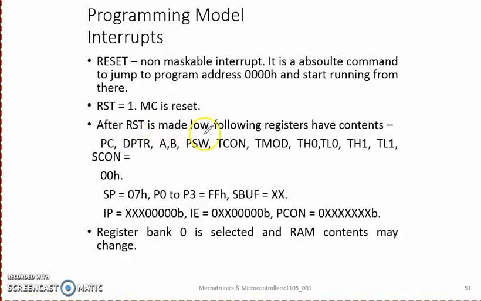After reset is made low, these registers, that is the program counter, data pointer, A, B, program status register, timer control register, timer mode register, the timers, and the serial control register will be holding 00H, whereas the stack pointer will be pointing to 07H. P0 to P3 will be having FFH, that is, they will be behaving as input ports. SBUF might be having some random value. The interrupt priority register will be cleared. The interrupt enable register will be cleared, and the PCON register will also be cleared. Register bank 0 will be selected and RAM contents can be changed.